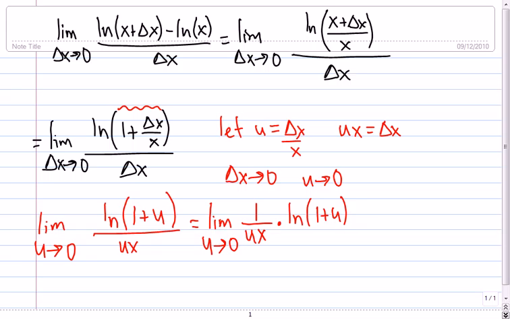And really, this is like two fractions. So I'm going to write it like this to make it more convenient for us. It's going to be 1 over u times 1 over x. And the log law says I can move that multiplication up as an exponent. So it's going to look like this.